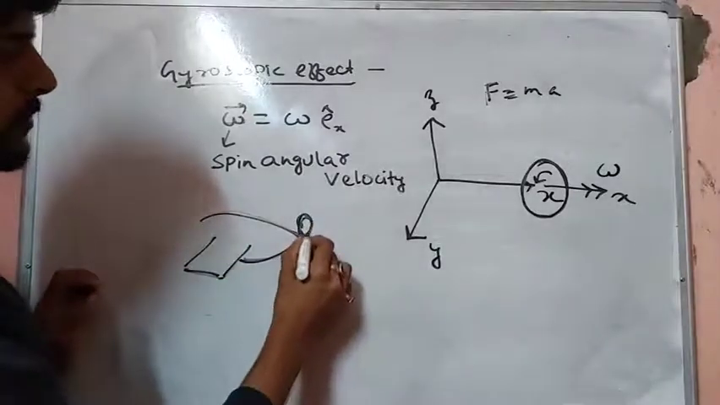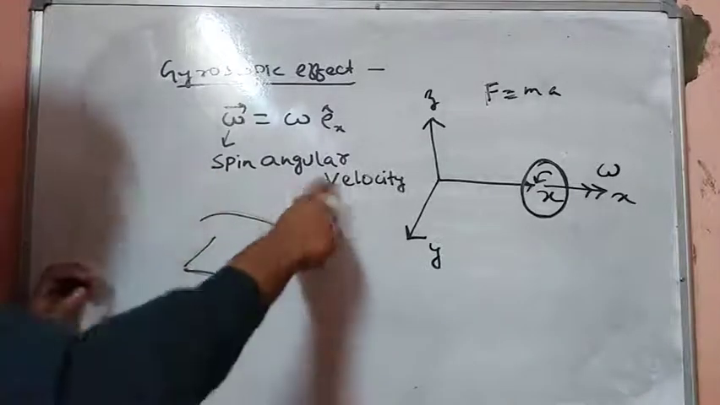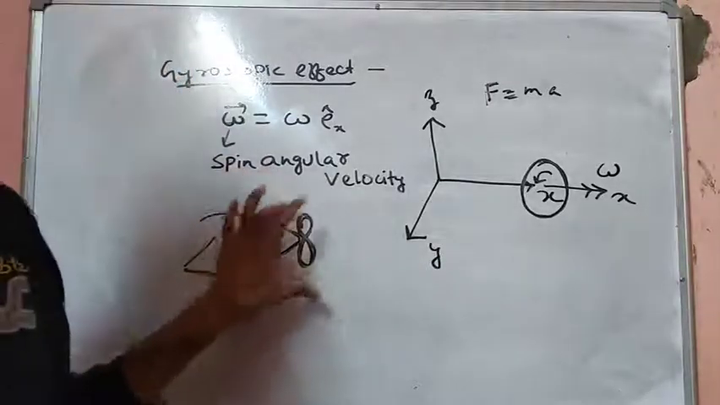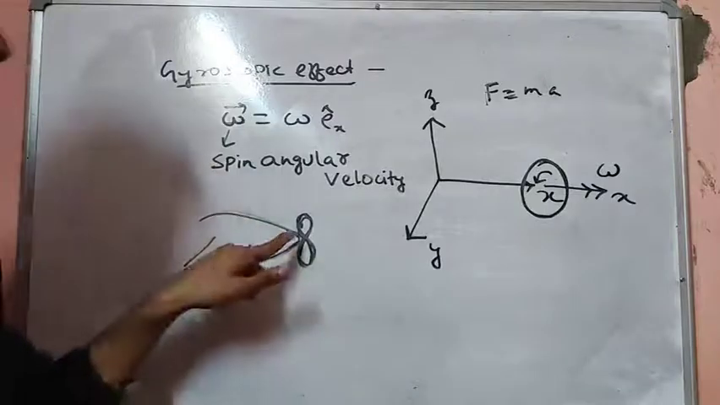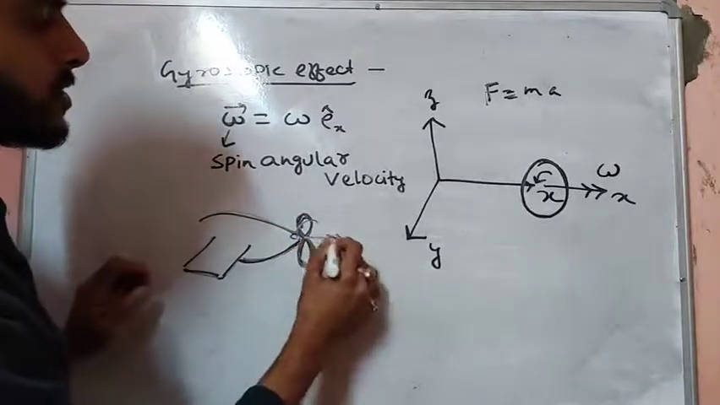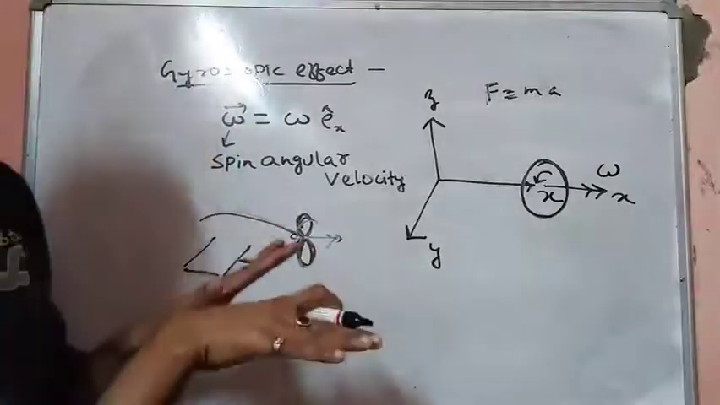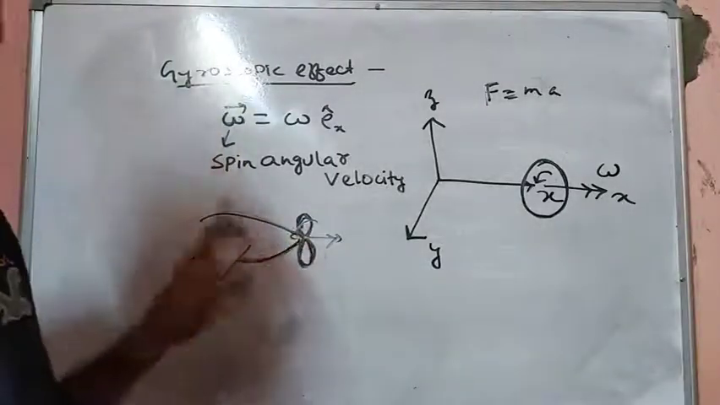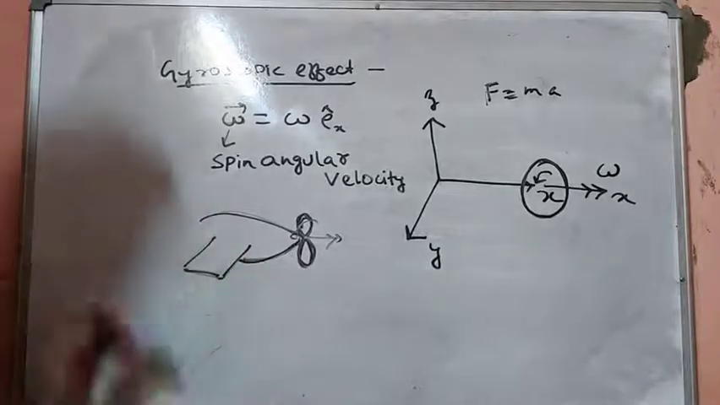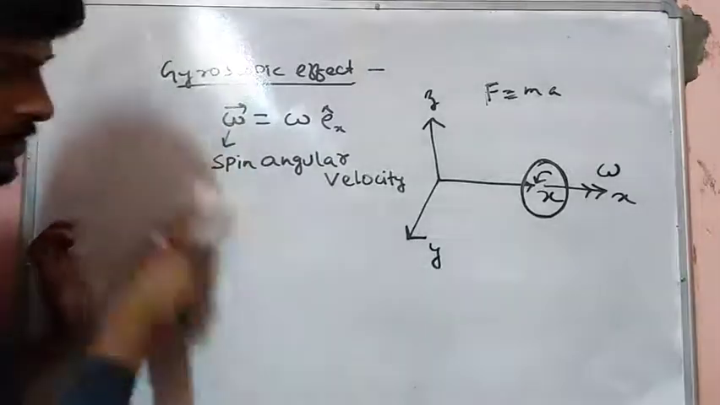So at the front of the aeroplane, the frontal nose, there is a rotating fan or rotating propeller like this. Let's say it is rotating like this about this axis. If the aeroplane has to take a turn, then the aeroplane will experience a gyroscopic effect. Okay, so these kinds of effects are important for this.